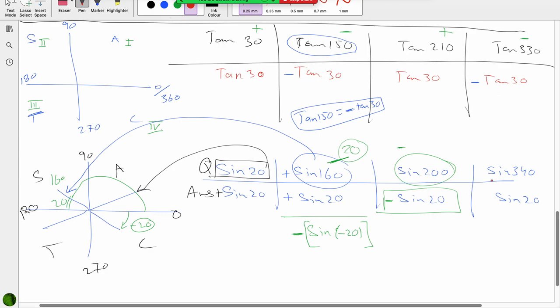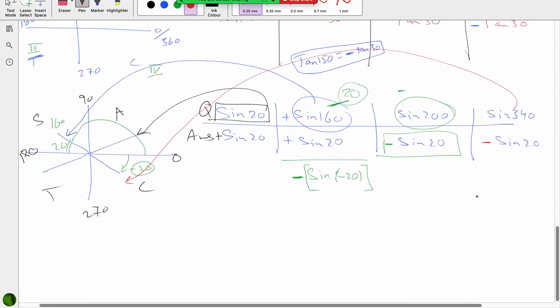For the fourth one, sine 340, it lies in the fourth quadrant. The basic angle is 20. Because it lies in the fourth quadrant, we know that sine 340 is negative, so we need to put a negative sign here. Now let's just try with random values other than 30, 45 and 60.